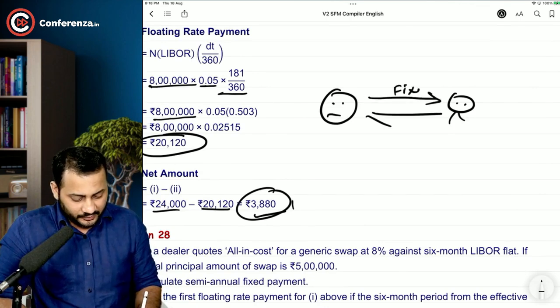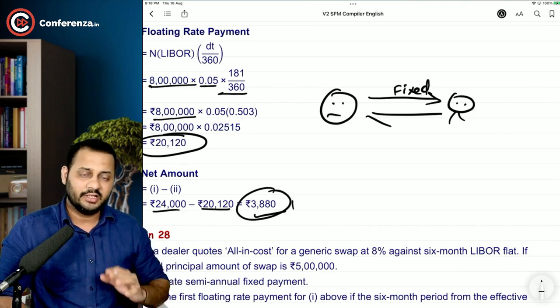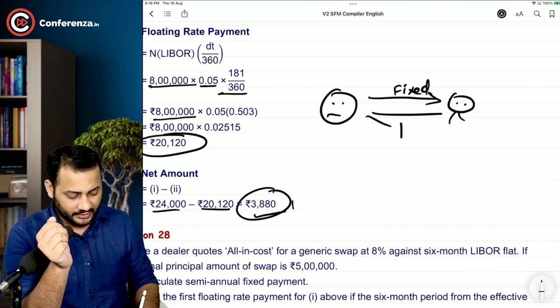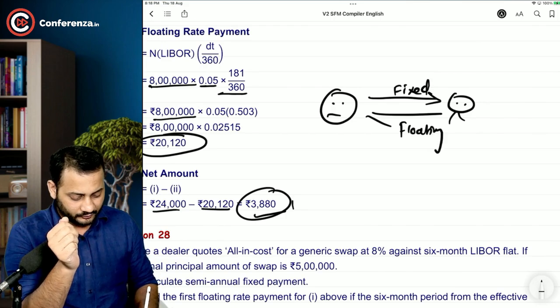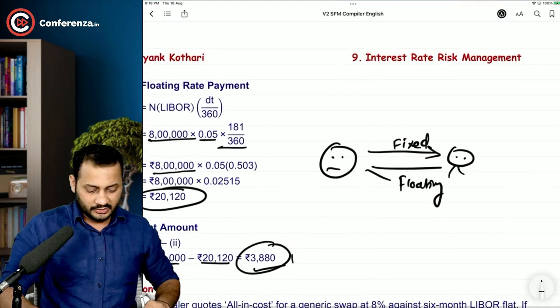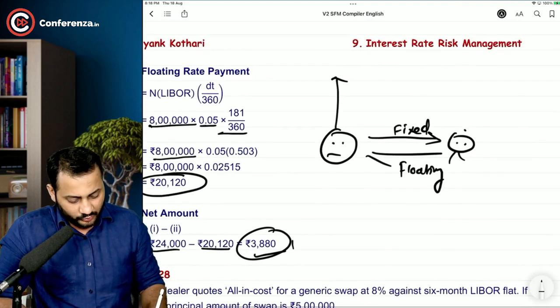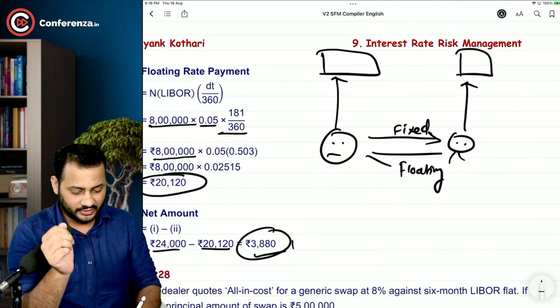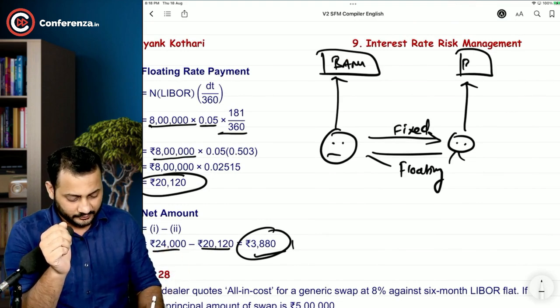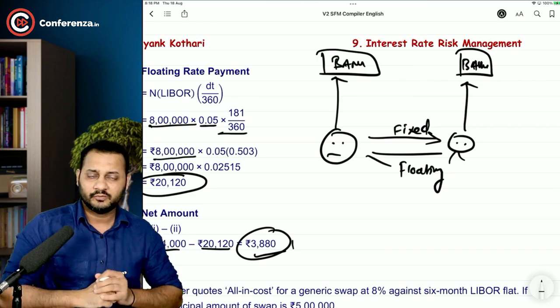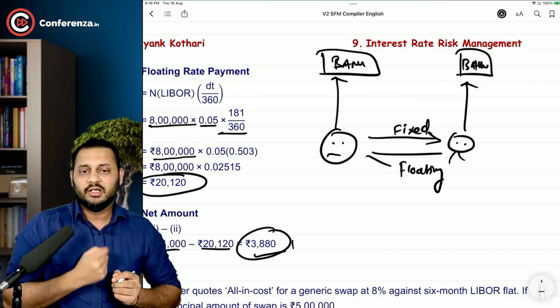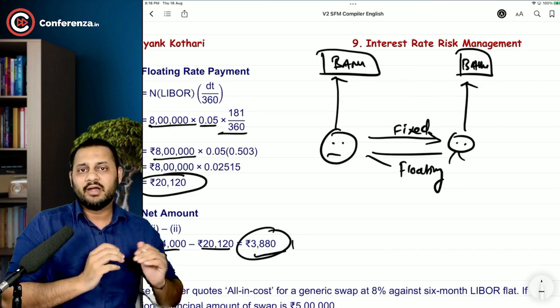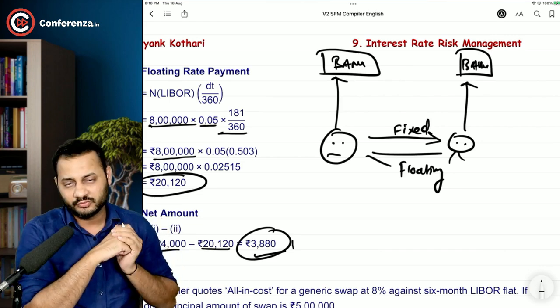So let's say, for example, he agreed to pay fixed to the other party and the other party agreed to pay floating to the first party. Then you can clearly say that both of them might have taken a loan from the bank. This picture is not given in the question. So this is bank and this is bank. Now you just tell me at which rate each party has taken a loan from the bank.